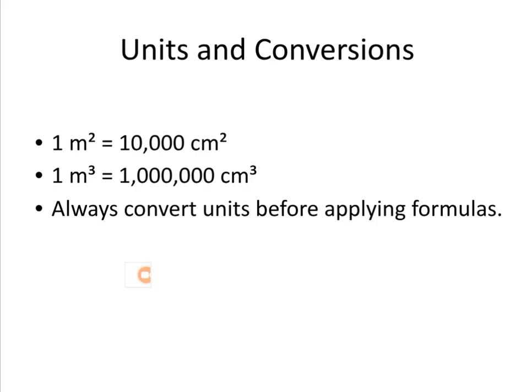Units and conversion. 1 meter squared is 10,000 centimeters squared, and 1 meter cubed is 1 million centimeters cubed. Always convert units before applying formulas. Really important. Always convert.